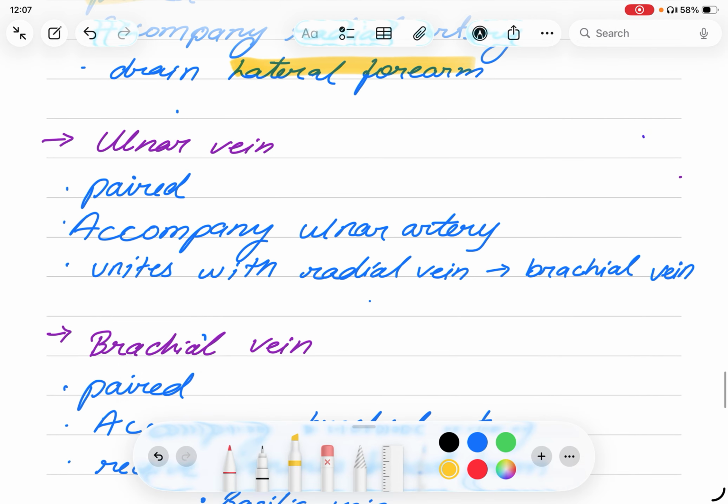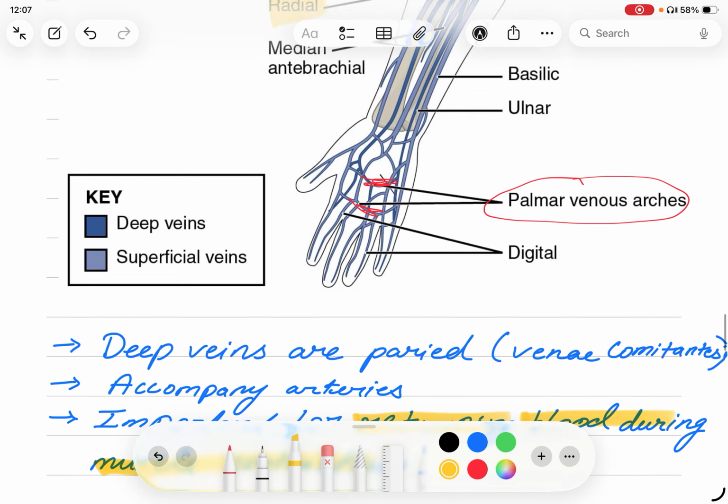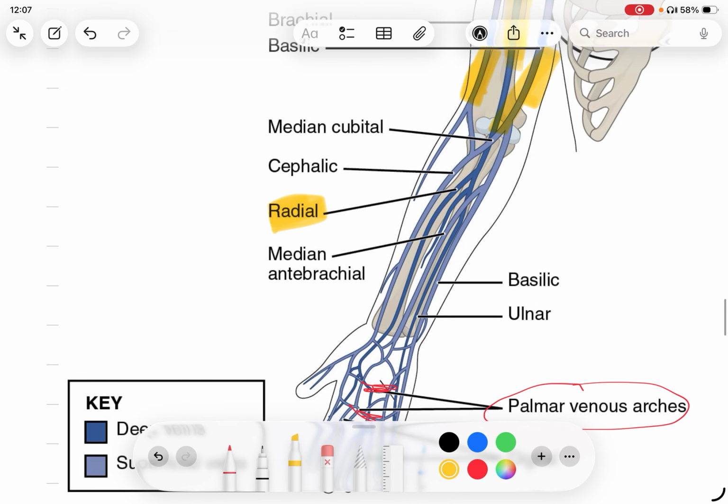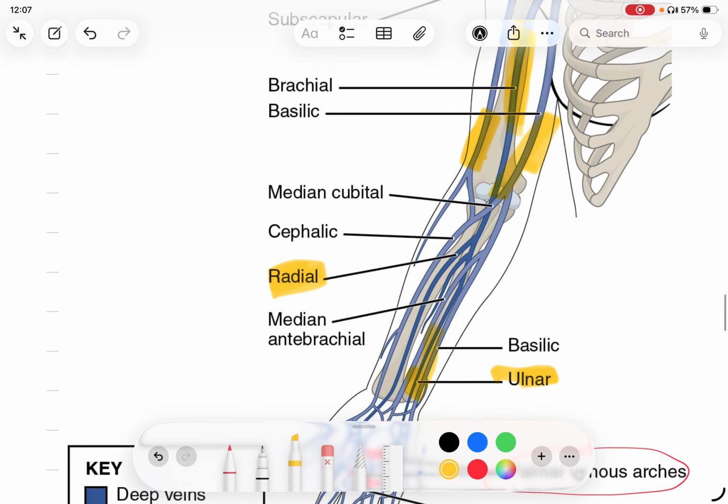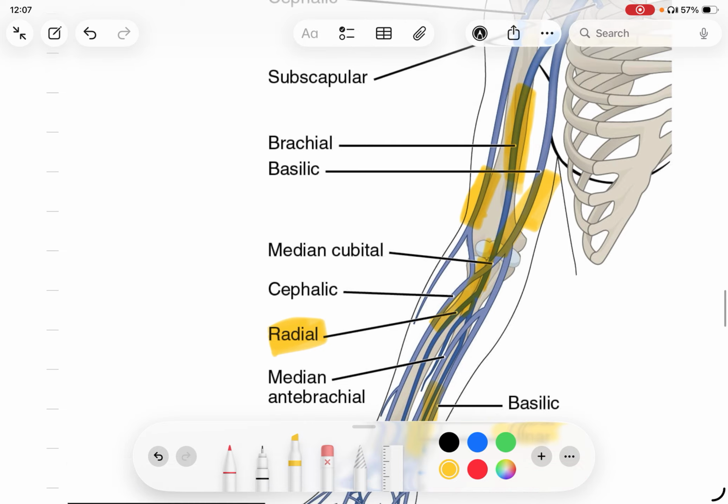Now come on to the ulnar vein. It is also a paired vein. Accompanies the ulnar artery, unites with the radial vein and forms the brachial vein. In that video, you clearly see this is also an ulnar vein, and this ulnar vein joins the radial vein and becomes the brachial vein.